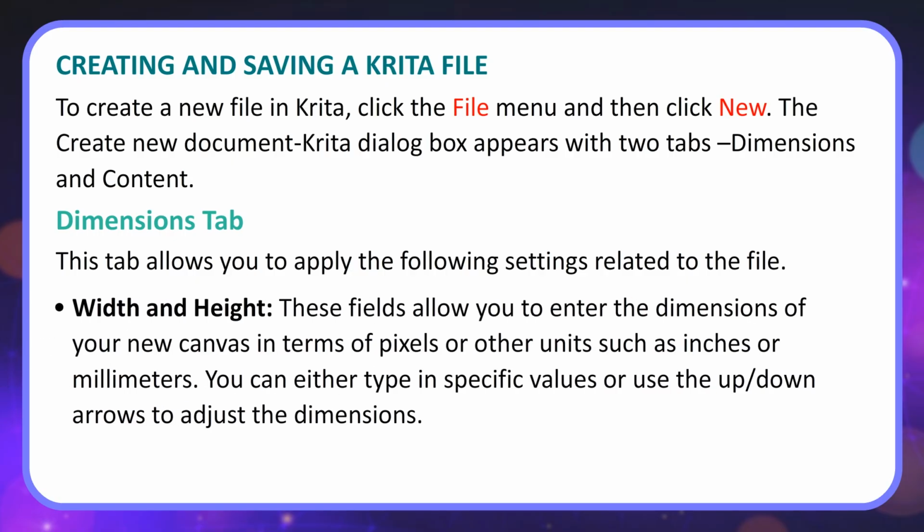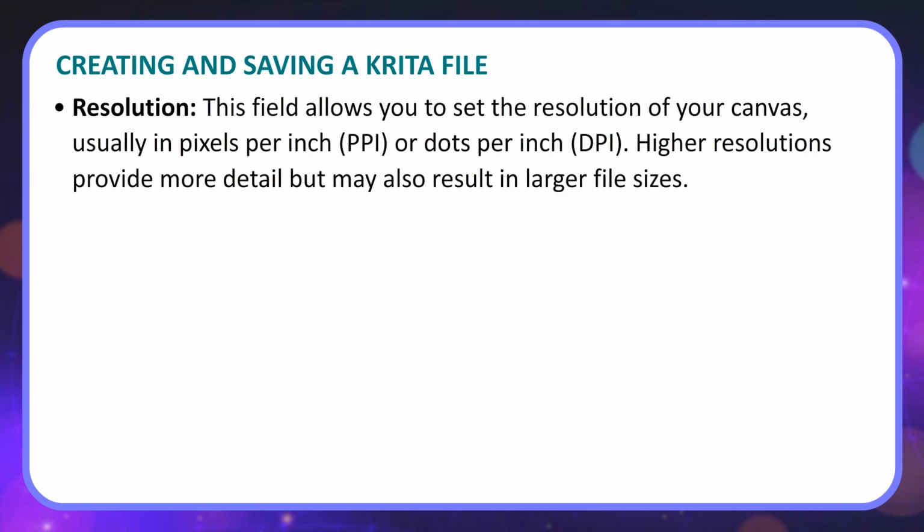Width and height. These fields allow you to enter the dimensions of your new canvas in terms of pixels or other units such as inches or millimeters. You can either type in specific values or use the up/down arrows to adjust the dimensions. Resolution. This field allows you to set the resolution of your canvas, usually in pixels per inch, ppi, or dots per inch, dpi. Higher resolutions provide more detail but may also result in larger file sizes.